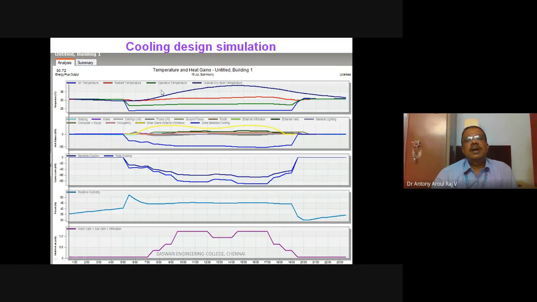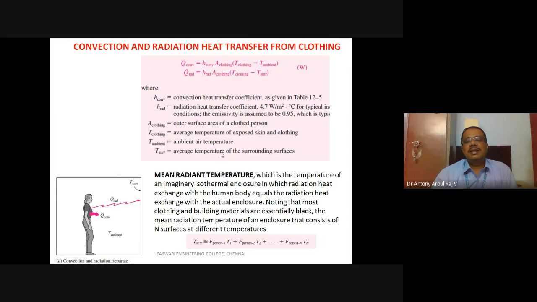I think you would have heard these words, radiant temperature and operative temperature. Radiant temperature is the weighted average wall temperature. We have discussed this already. Mean radiant temperature is the cumulative of all the wall temperatures with the shape factor. It is like a weighted average with the shape factor. That's why you call it mean radiant temperature, or you can consider it as a mean wall temperature.